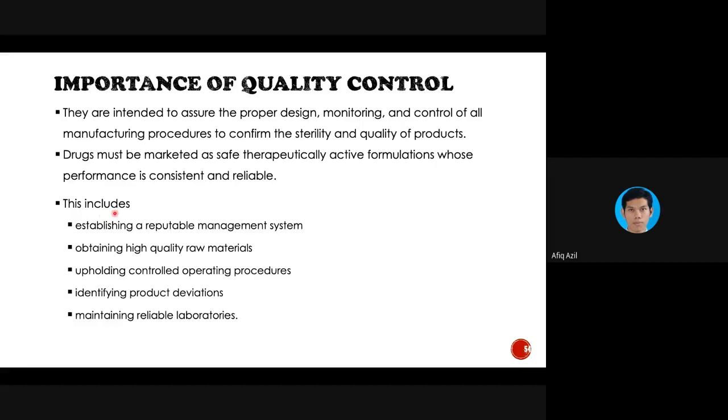This includes having a reputable management system, very good quality of raw materials that you are using in terms of the formulation, and upholding control operating procedures. These are standard operating procedures. Normally, if you go into a pharmaceutical analysis lab, there will be an SOP that you have to follow, which is the standard operating procedures.